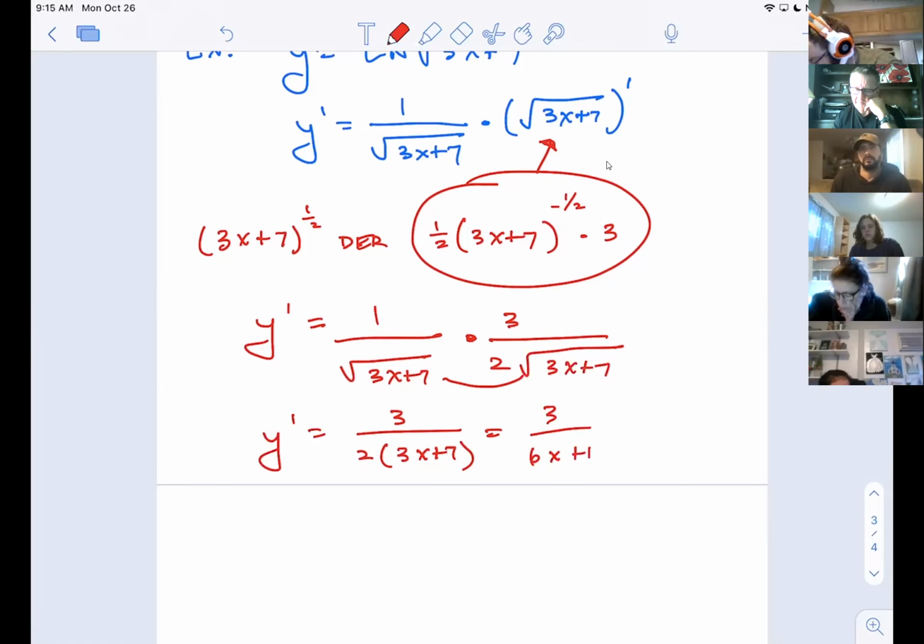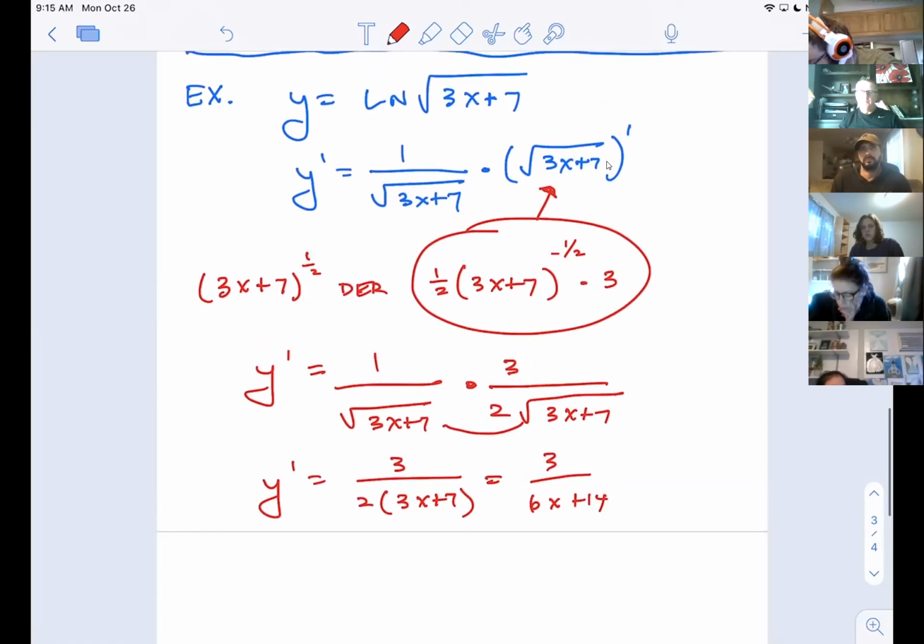That's almost hard to believe. So you're saying the original problem was natural log of the square root of 3x plus 7, and its derivative formula is like 3 over 6x plus 14. That just seems like that can't even possibly be true. And I'm not kidding when I say that. That's literally what I'm thinking right now. Like, you got to be kidding me. Is that really true?